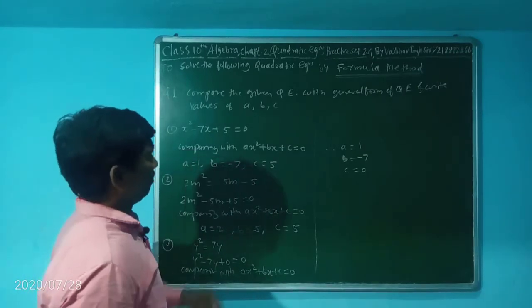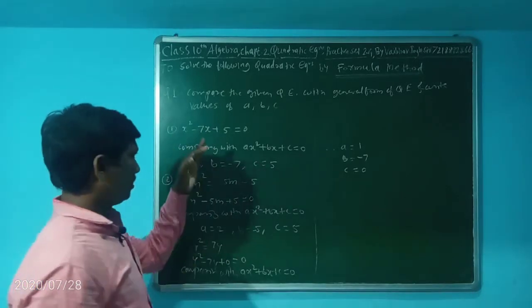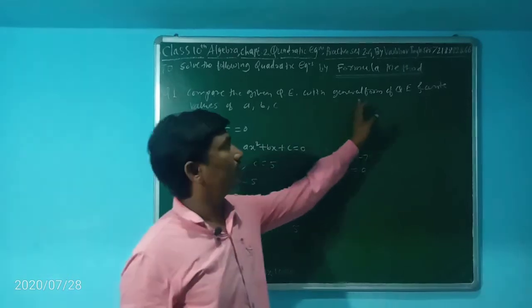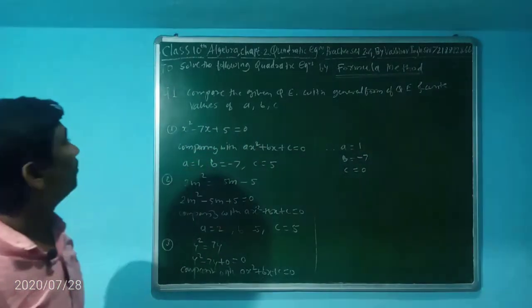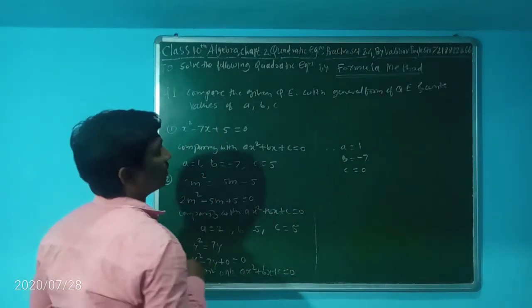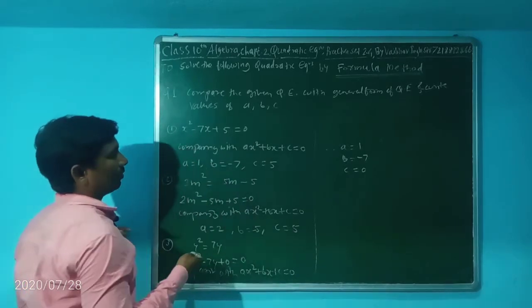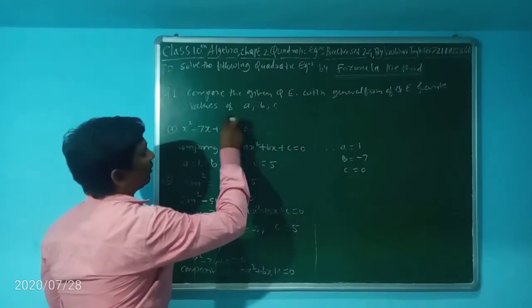Before going to the formula method, we have seen comparing the given quadratic equation with the general form of quadratic equation and writing the values of a, b and c. Question number 1 has 3 examples which I have written on the board, and you just have to compare with the general form and write the values of a, b, c.